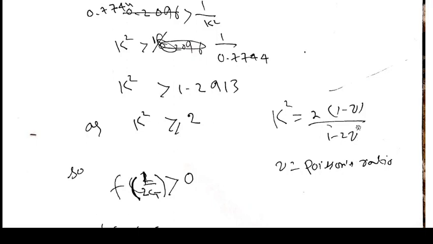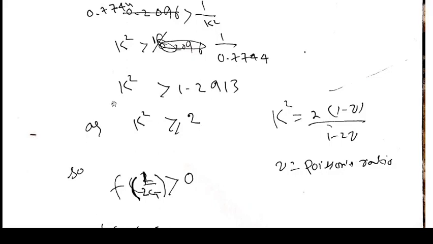So if nu is 0, then you have 2. It means that our kappa square is greater than or equal to 2. And when you move towards 1 by 2, your kappa square will go on increasing. And when you have exactly 1 by 2, then kappa square is undefined. You can see that 1 minus 1 is 0, so it will be undefined. So the range of kappa square starts from 2, that is, kappa square is greater than or equal to 2.